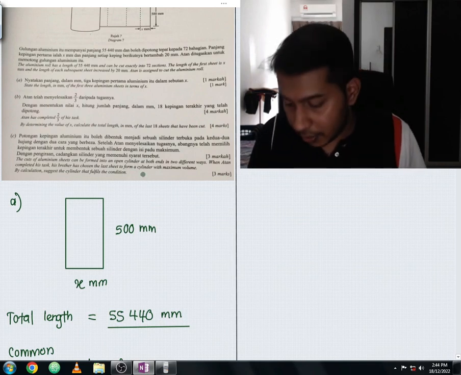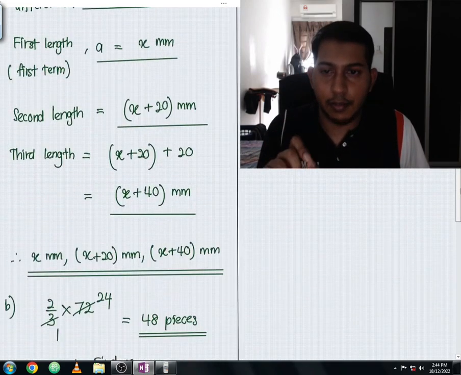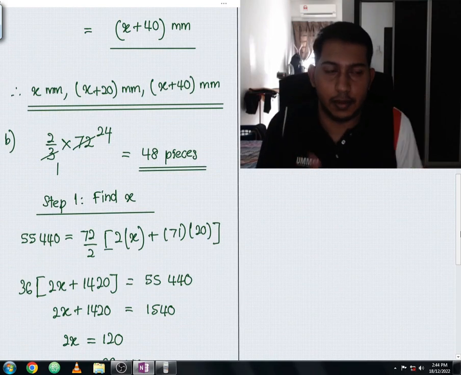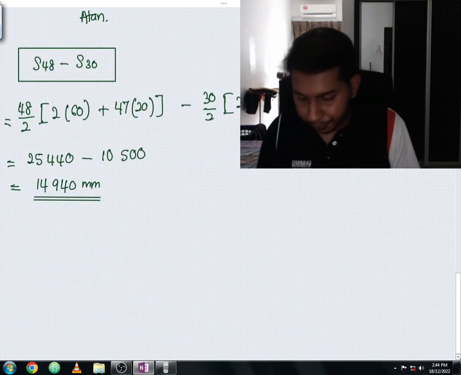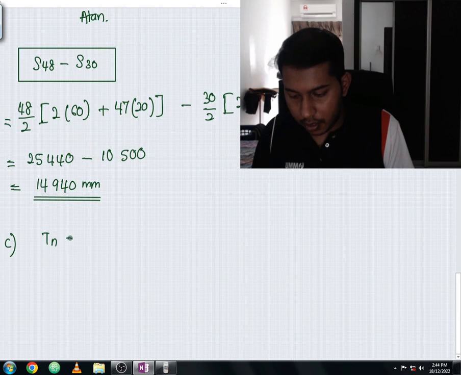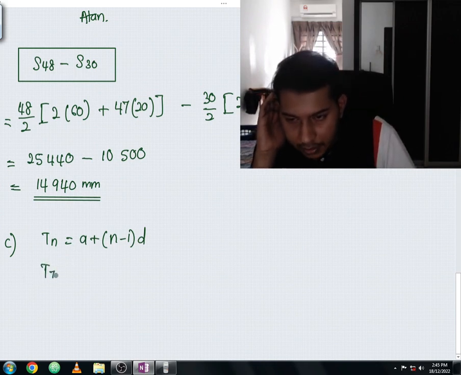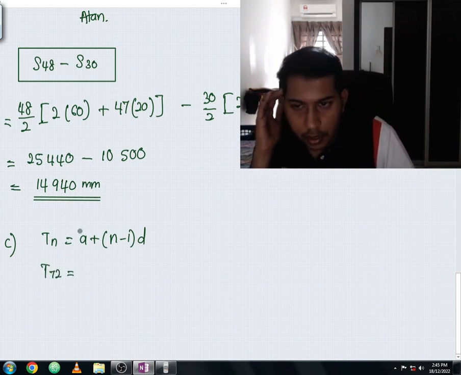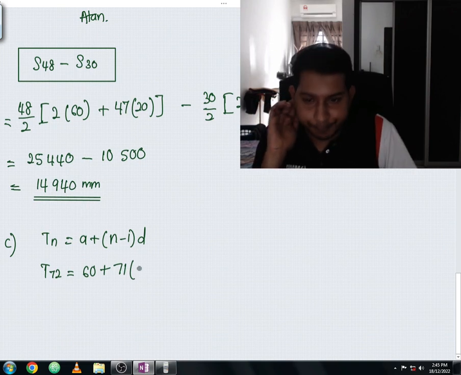So step number one is we need to identify the 72nd term, the length of the 72nd piece. So how to find it? Don't worry, I'm going to guide you now. We're going to use this formula, Tn equals a plus n minus 1 d. Since you are finding the length of the 72nd section, your a is actually 60, n minus 1 will be 71, and your common difference is actually 20.